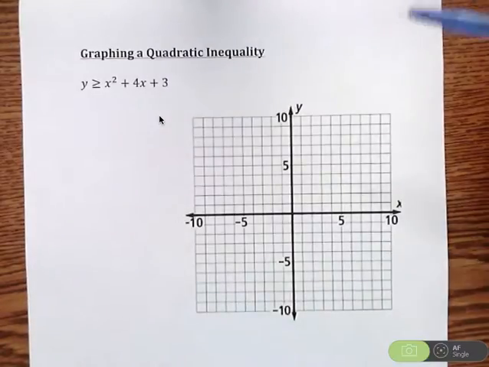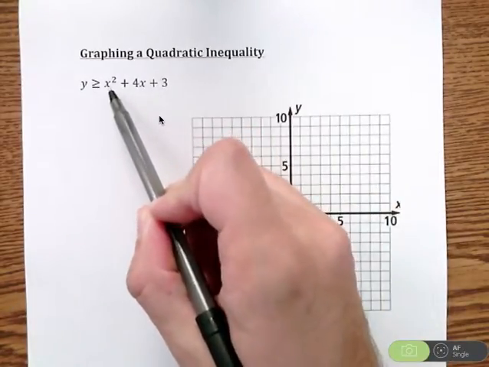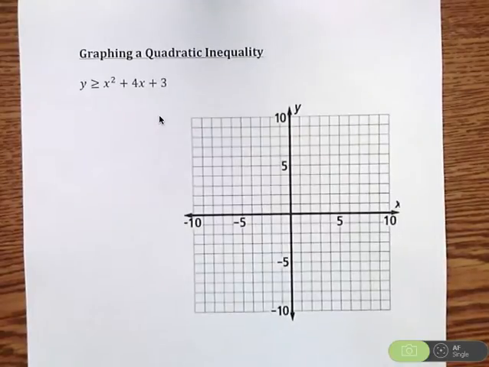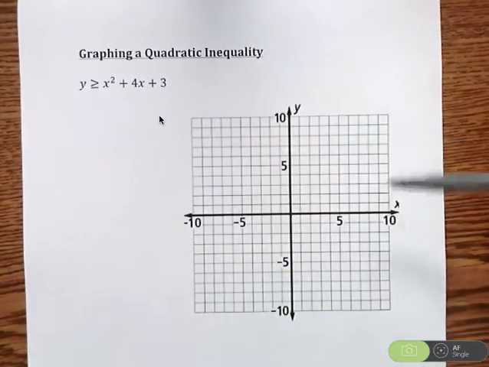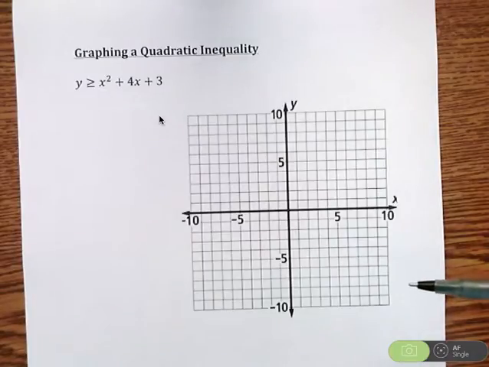Alright, today I'm going to review graphing a quadratic inequality. So all we have is one quadratic here. We have y is greater than or equal to x squared plus 4x plus 3. So I'm going to take this and I'm going to graph it and shade it on this graph.